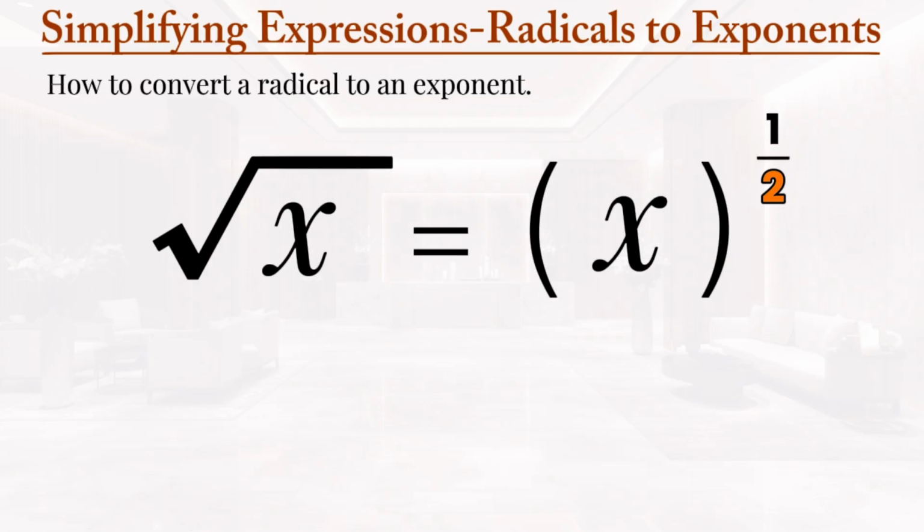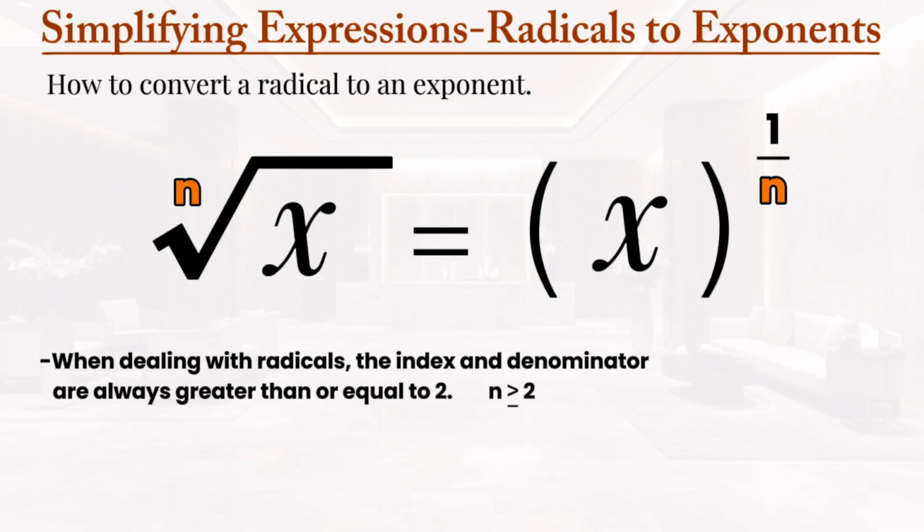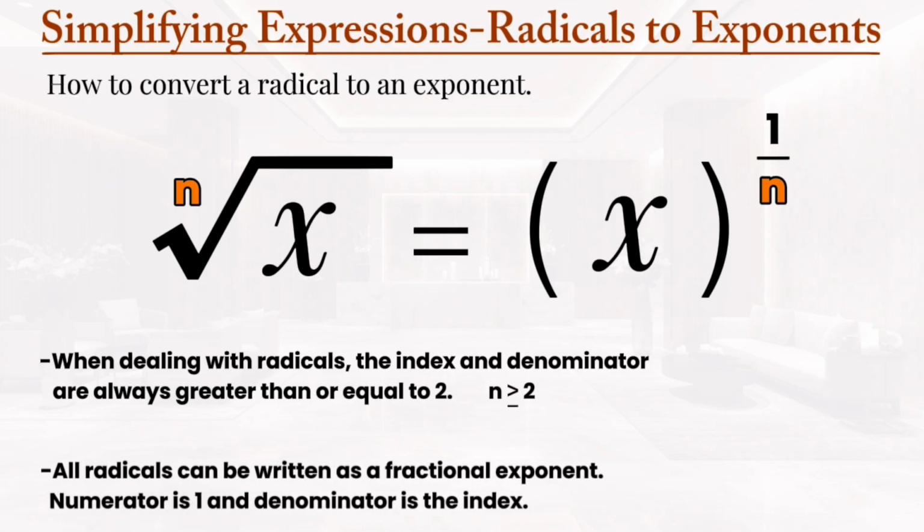As the index changes or increases, so does the value of the denominator to match it. In other words, the index and the denominator are always the same value. Since we're dealing with radicals here, the index is always greater than or equal to 2. It's pretty much safe to conclude that all radicals written as their fractional exponent become 1 over the index.